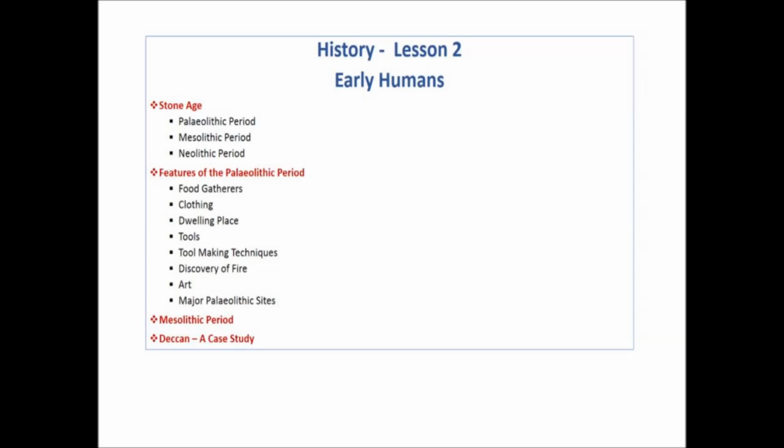And next is the history lesson, early humans. In this lesson we studied about the Stone Age. That is the life of the early humans who lived long ago. The Stone Age is divided into 3. They are the Paleolithic period, Mesolithic period and Neolithic period. We also studied about the features of the Paleolithic period, Mesolithic period and we had a case study on Deccan. Do you remember, children? Yes.